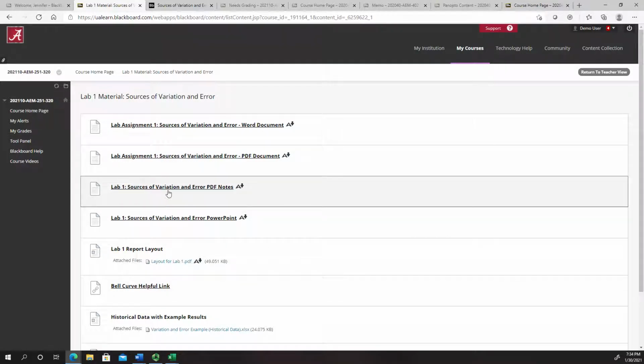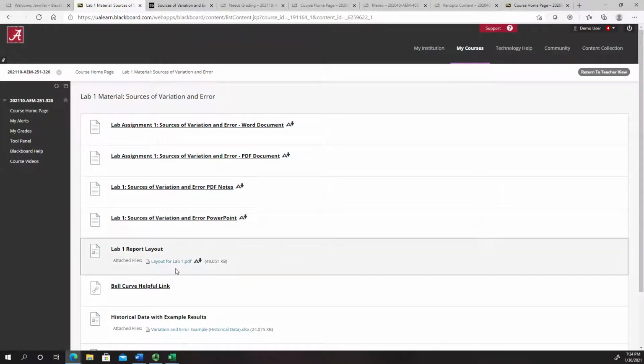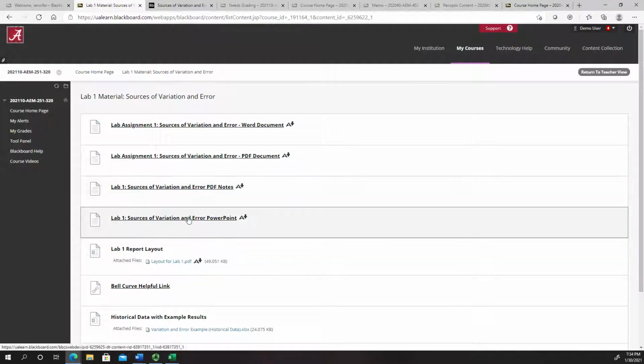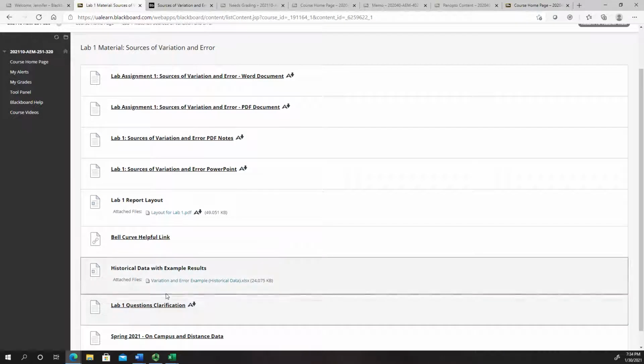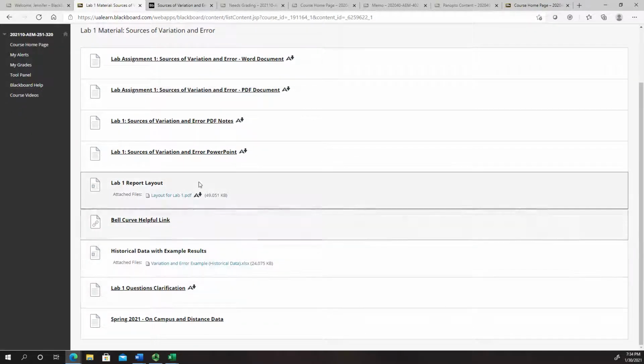There's also a PDF notes and a PowerPoint available for this assignment. The PowerPoint and the PDF notes are very similar, but the PDF notes includes a little bit more detail. So both of those are available in terms of notes. We'll go over the notes in just a minute. This layout gives you the information that should be included in your report. So as long as you have the things that are listed in the layout, you should be fine in terms of your score and being able to submit what's required for the assignment.